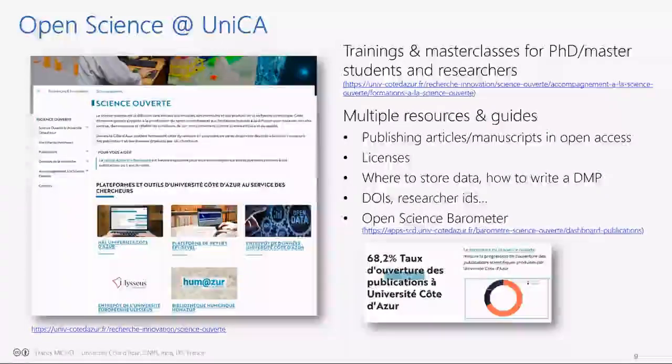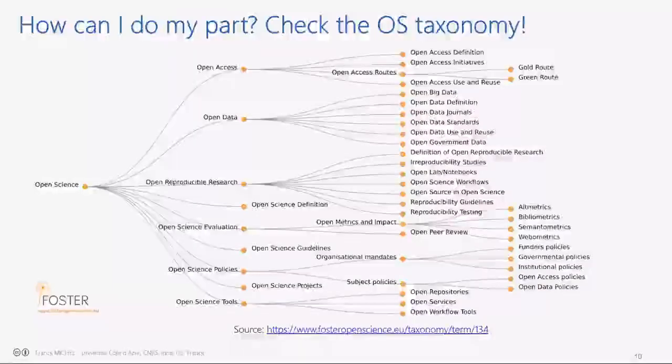So at the moment, 68.2% of the publications of University Côte d'Azur are in open access, which is a good figure. Okay, so having said that, what can we do? What is the part that we as researchers can do every day?